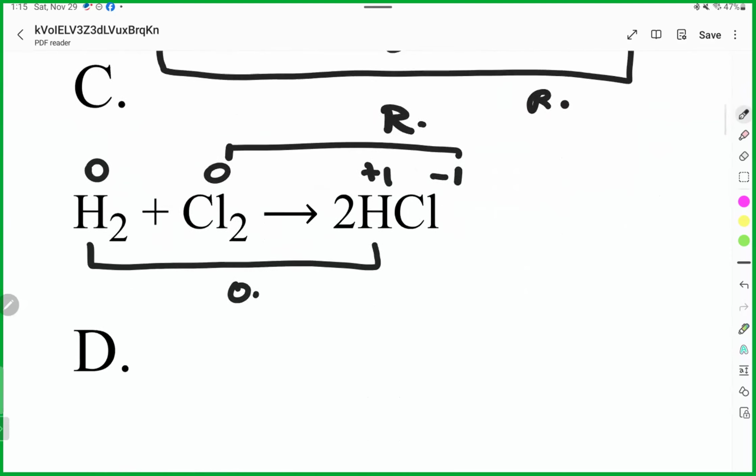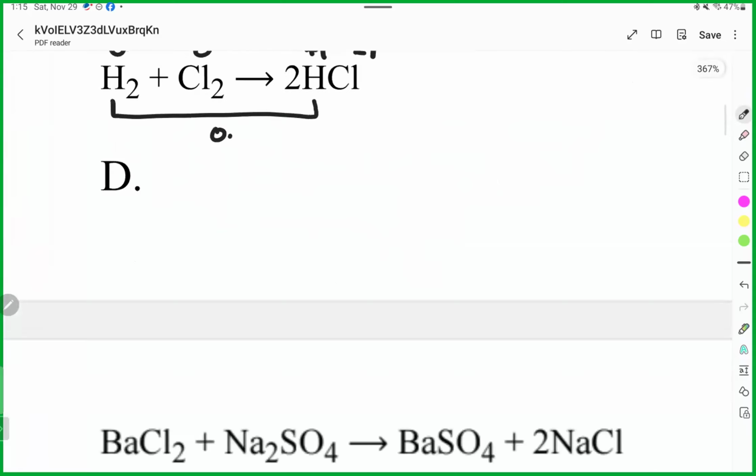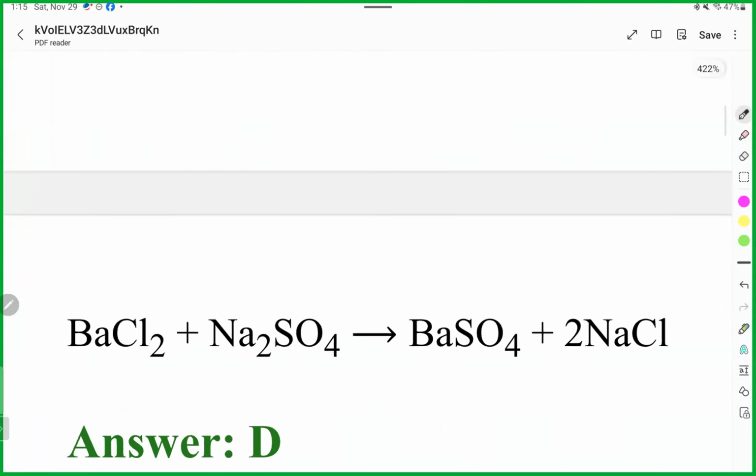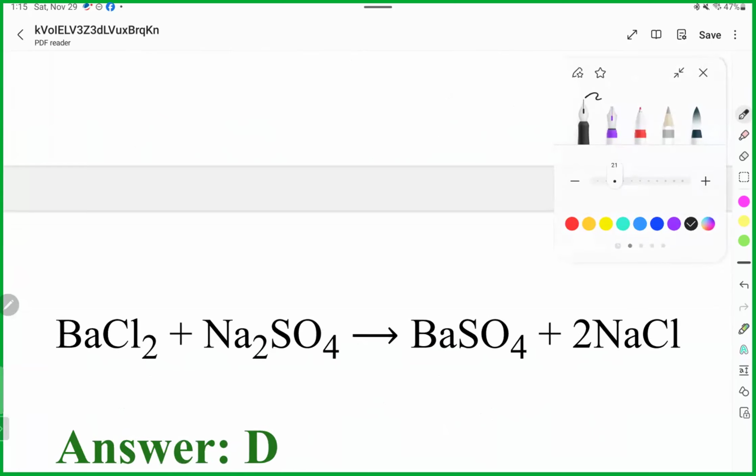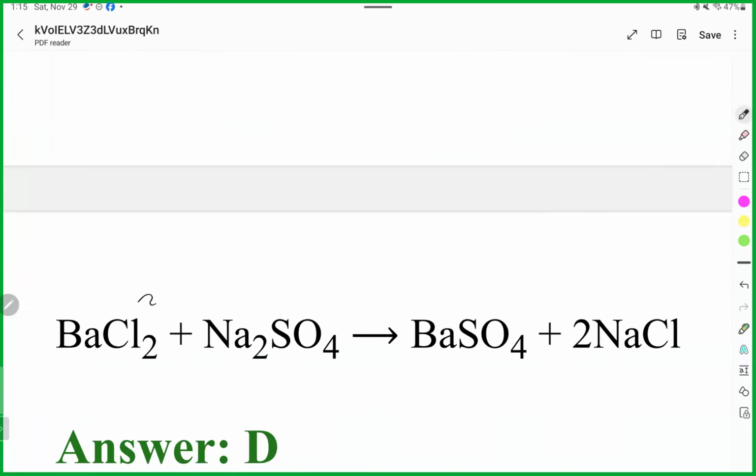We know D will be the right answer because the first 3 have changes in oxidation number. How do we know that? See, 1 chlorine has -1 charge, 2 chlorine will have -1 each, so barium will have 2 positive because both are equal. Here sulfate has 2 negative charge, and sodium is 1 positive, 2 sodium 2 positive. So overall here 2 positive, 2 negative balance. Same here, 2 positive, 2 negative, 1 positive, 1 negative.